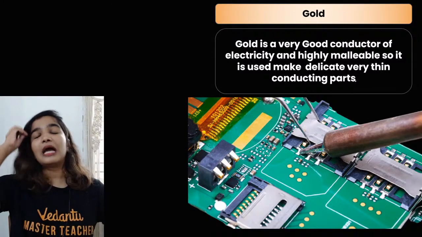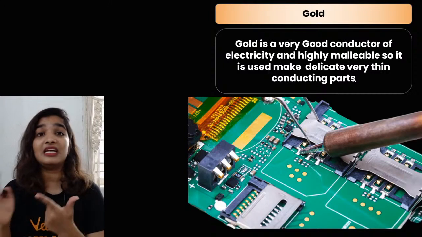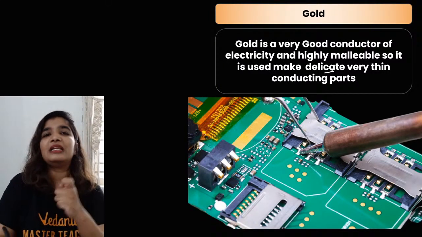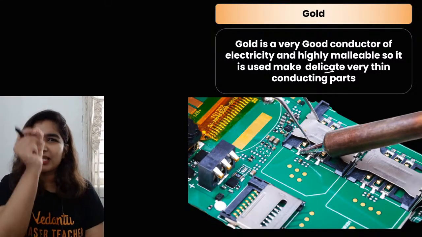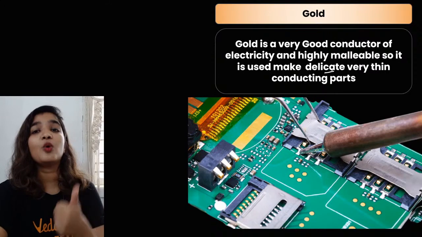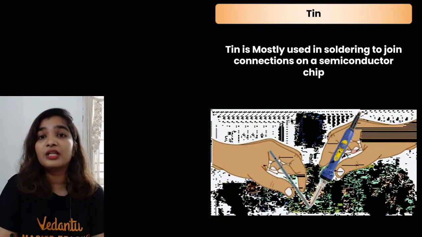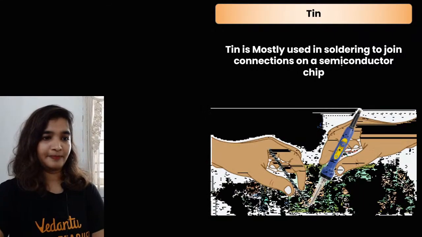Okay, so gold, as you know, is a very good conductor of electricity, and it is highly malleable too. It is used to make those delicate, very thin conducting parts. Can you see those thin linings? We are using gold to make that. And tin is mostly used in soldering to join connections on a semiconductor chip.